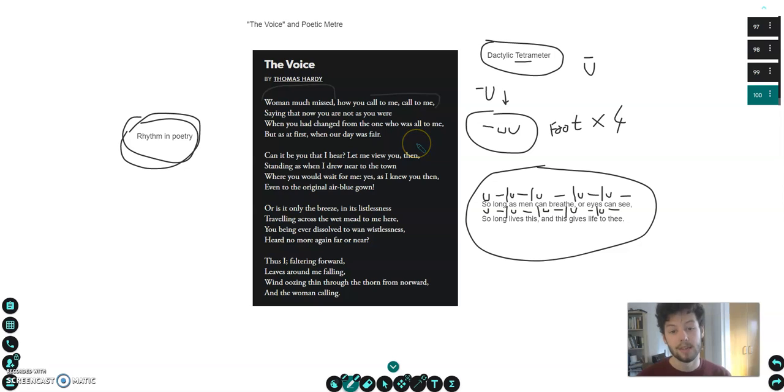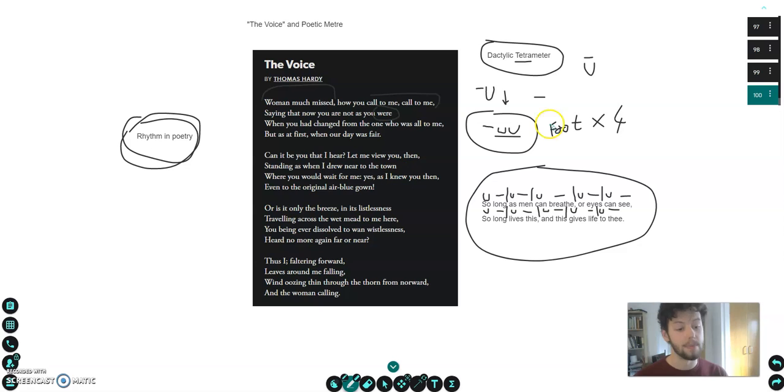And so this is again reinforced by what he does with the meter. Rather than simply resuming the tetrameter of the first line, he breaks it, saying that now you are not as you were. The final dactyl is incomplete. We do not have these two unstressed syllables. We simply have a stressed one. It ends emphasizing this word were.